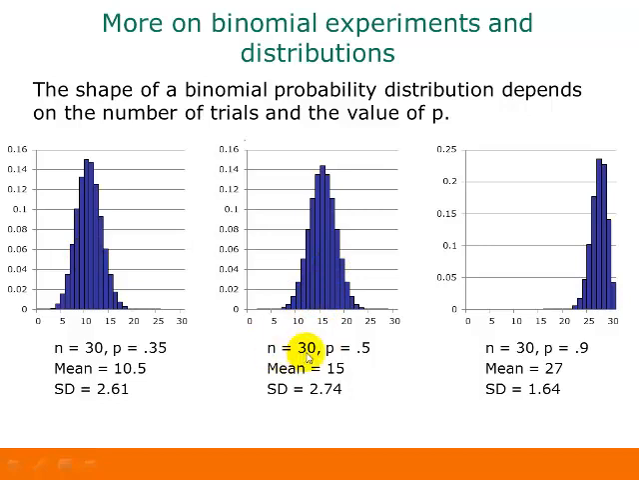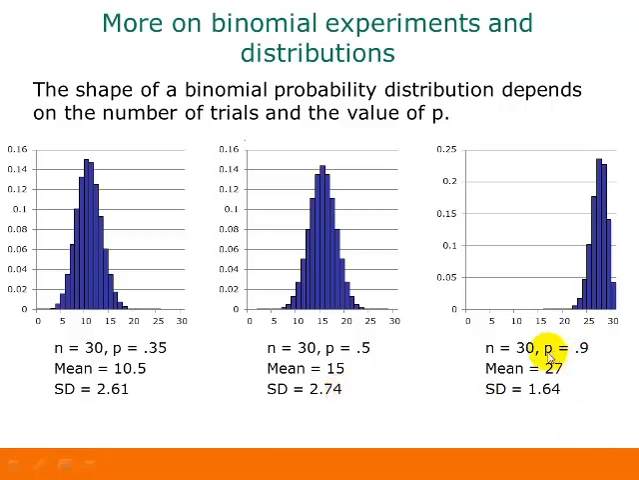Now, if we have the same number of trials, so if we have 30 trials, but our probability of success is 0.5, then we have a symmetric distribution. Notice that the mean for this distribution is 15, which is exactly halfway between 0 and 30. So this distribution shape is symmetric and it has somewhat of a bell shape. Our mean is 15 and our standard deviation here is 2.74.